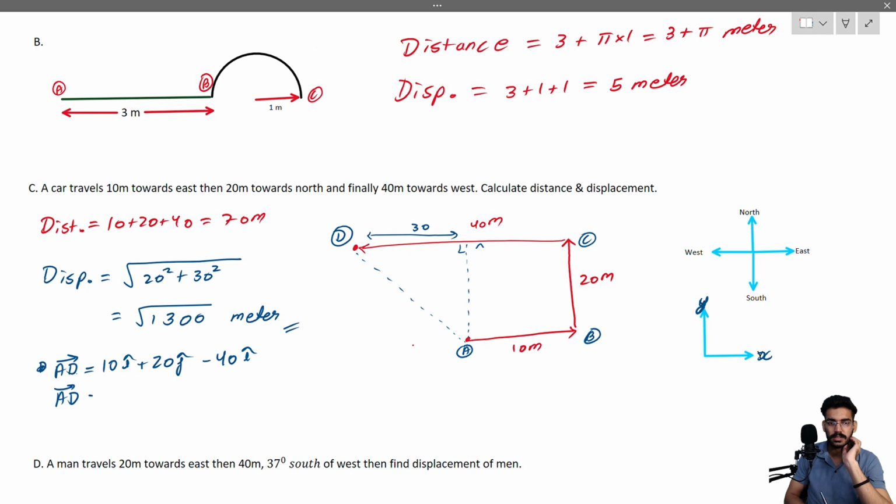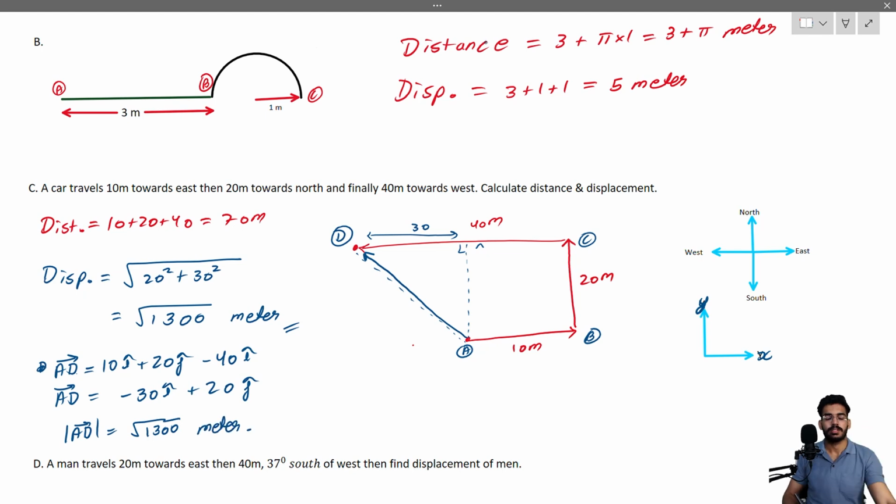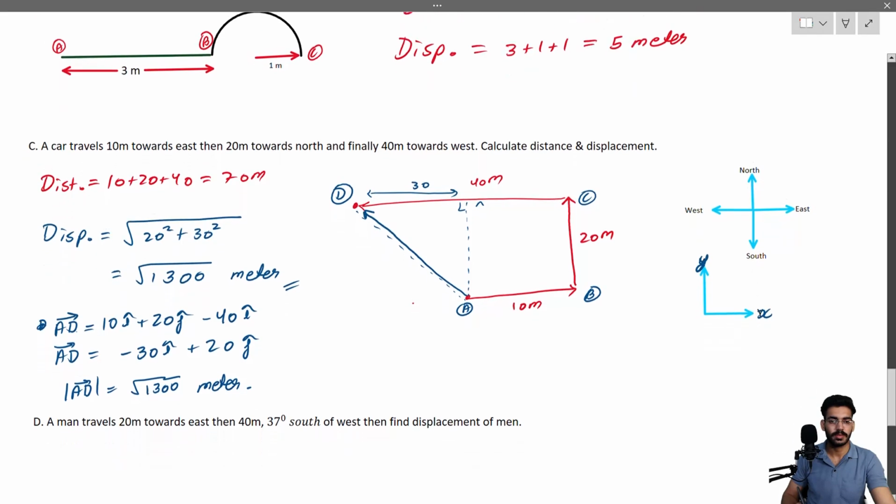AD vector. What is AD vector now? It came minus 30 i cap plus 20 j cap, that is the displacement. This is your displacement vector. So magnitude of displacement is how much? Again the same thing, under root of 1300 meter. So this is how you can find out the displacement magnitude and direction both. Directly you can do like this. Otherwise you can find out the displacement by simply using trigonometry.